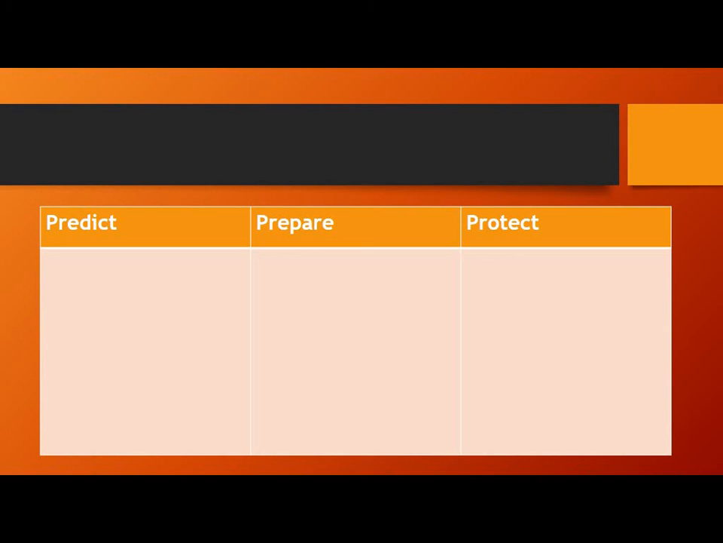Okay, welcome back. So you should have your 3 columns here. What we're going to do today is look at different images with a little annotation, and you're going to sort them into either predict, prepare, protect. Is this item or this photo and description a prediction method? Would it belong here? Is it a preparation method? Would it belong here? Or is it to protect? Would it go into this section?